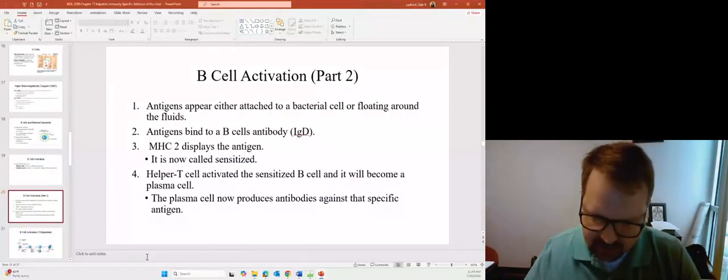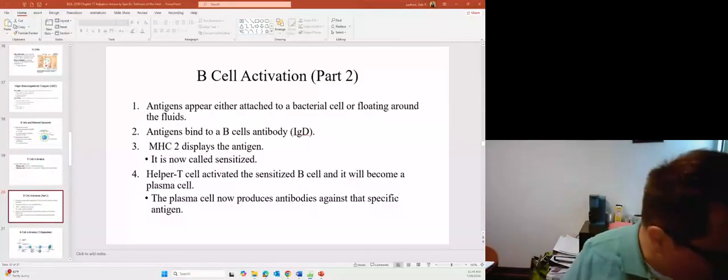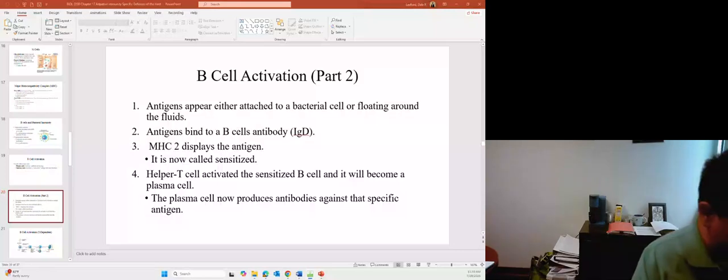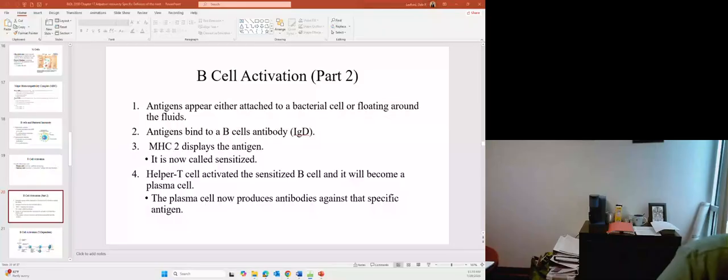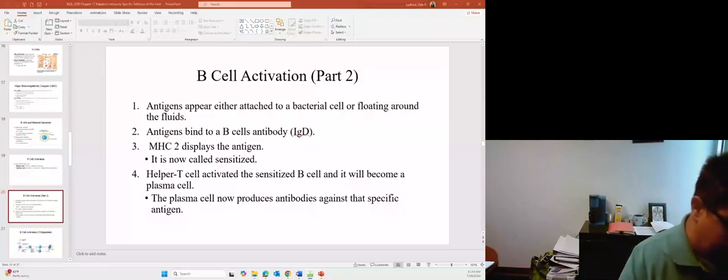Now, what I'm going to talk about is B cell activation. I kind of like how our book does it. So let's do B cell activation. Here we have a B cell. Now, B cells have on them an antibody called an IgD. And this IgD is going to act as a receptor.